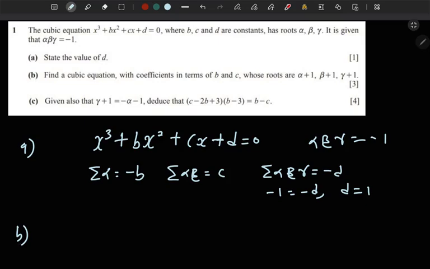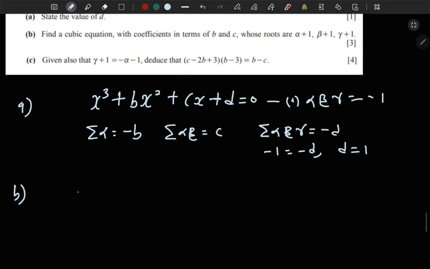Then, you need to find a cubic equation with coefficients in terms of b and c, whose roots are alpha plus 1, beta plus 1, and gamma plus 1. So we are trying to find a new equation that has these roots. First, let's label this to be equation 1. Now to get that new equation, we can represent the roots as y equals x plus 1. By doing this, we need to make x the subject of the formula, which means x is going to be y minus 1. So we call this equation 2.